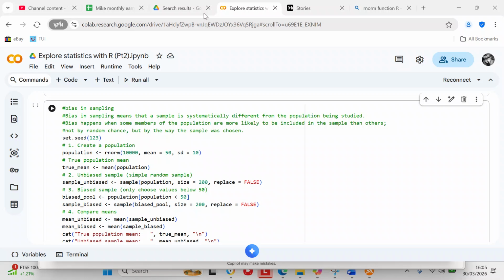So what we're going to do is conduct an experiment to show you how you can create bias in sampling in the R programming language. The first thing you want to do is create your population. So population becomes rnorm, that's a normal distribution randomly sampled, brackets 10,000, that's 10,000 samples, comma, mean equals 50, comma, sd, that's standard deviation, equals 10. And then we're going to calculate the true population mean. So true mean becomes mean of the population.